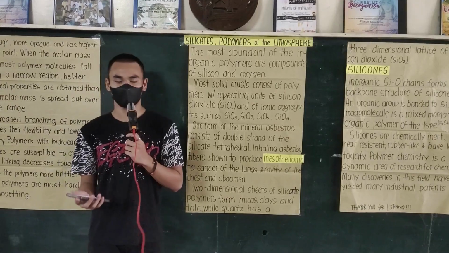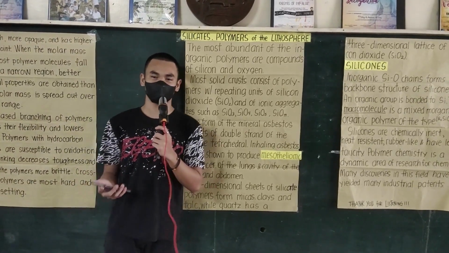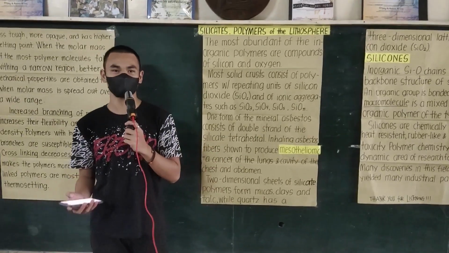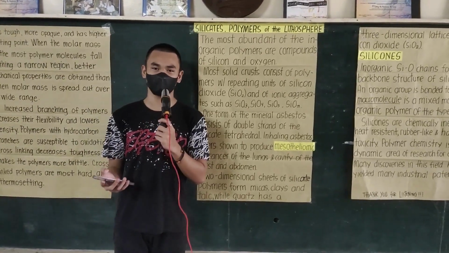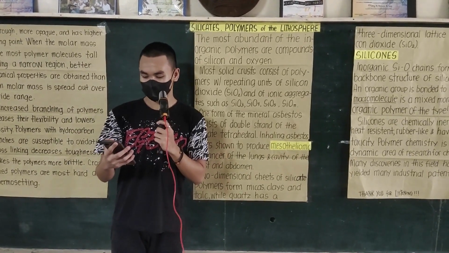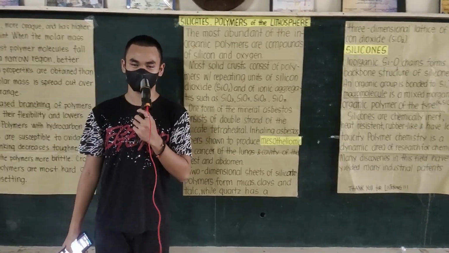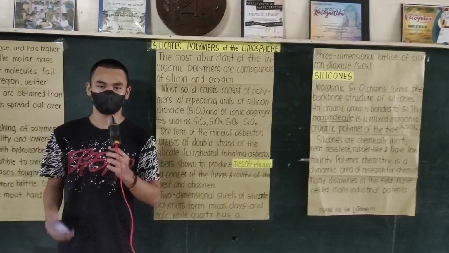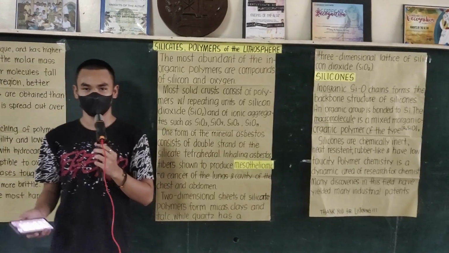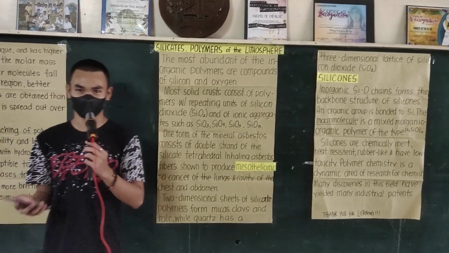But before I start, I have a short trivia. Do you know that not all polymers are organic compounds? Some polymers are inorganic, like silicone, which I am going to discuss. Let's go. The most abundant inorganic polymers are compounds of silicon and oxygen.